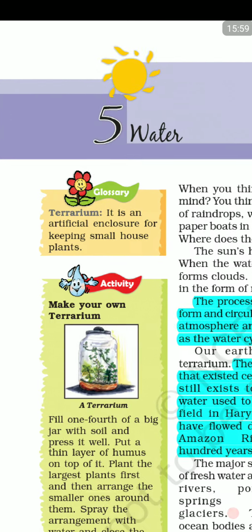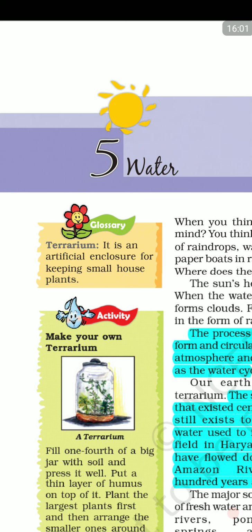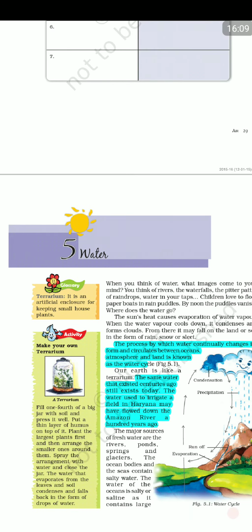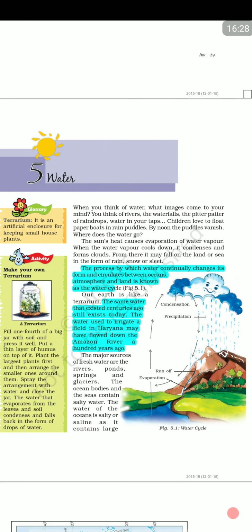Okay, glossary. What is a terrarium? Terrarium. It's an artificial enclosure for keeping small house plants. By the way, terra means dry, right? It has come from the Sanskrit word. Terra means dry, and terracotta, right? Terracotta or terrestrial. We have already discussed this. Watch the videos.